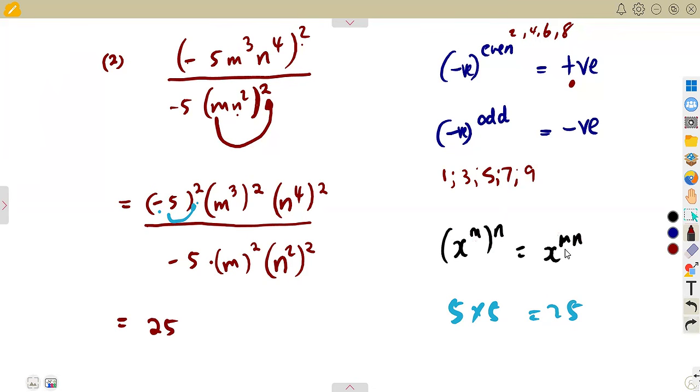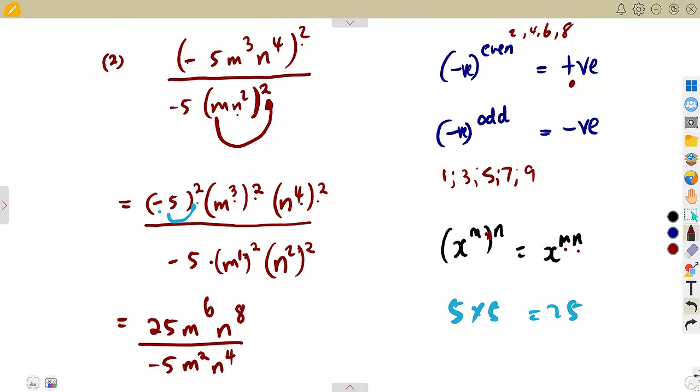We must multiply the exponents. That is 3 times 2, and 3 times 2 is 6. The same thing, 4 times 2 on n, that is to the exponent of 8. Everything over negative 5 m squared. In the denominator there is a 1 there, so you're multiplying 1 times 2, which is going to be m squared. The same thing, 2 times 2, that is going to be n to the exponent of 4.